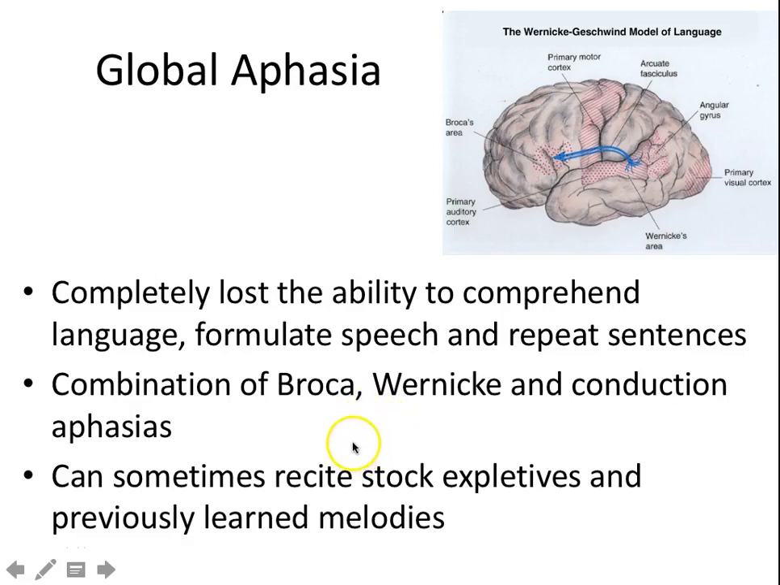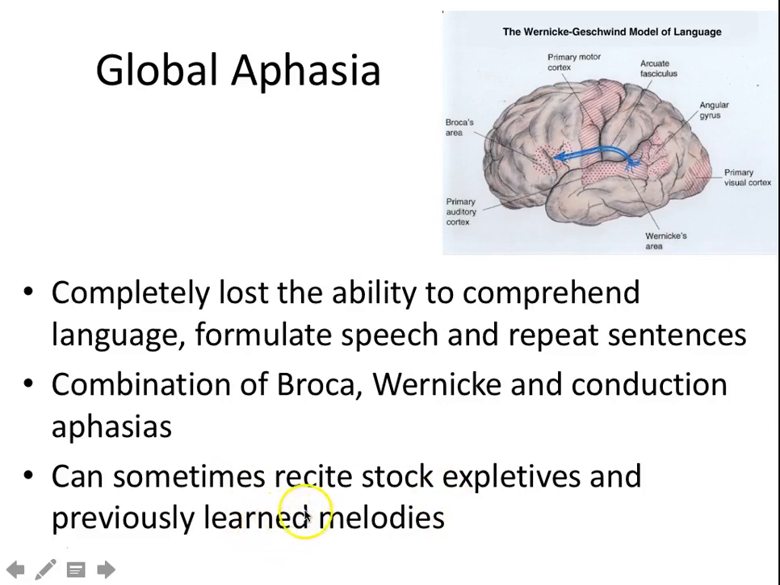Interestingly, it's sort of the first thing you learn in a foreign language and sort of the last thing to leave you. People can still curse, and clearly, too, which is kind of funny. So people who have this global aphasia can still curse just fine.